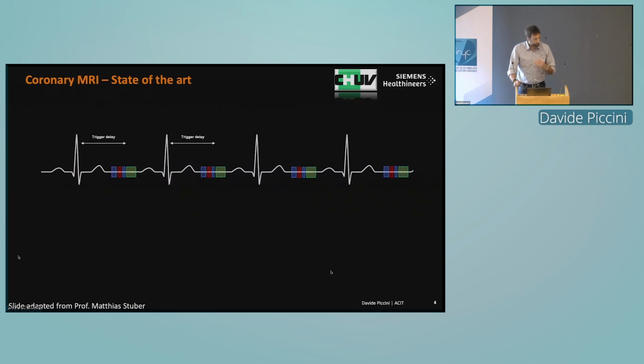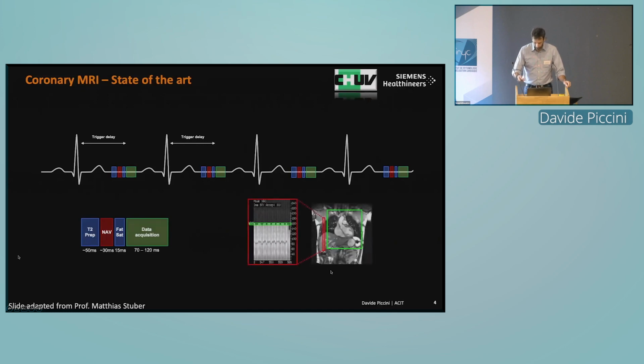So first of all, you have to trigger your acquisition, as we saw yesterday from Hood. So you have to take care of cardiac motion, and then you're going to acquire the data always at a resting phase of the heart. Then the acquisition itself has several modules that one has to set up. So some contrast preparation like a T2 prep. Then there is a navigator to monitor the respiratory motion, and then the data acquisition.